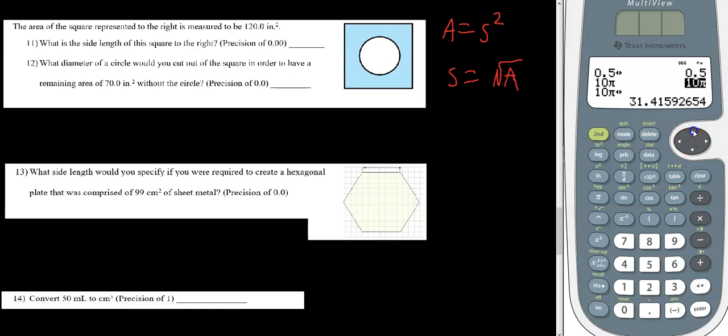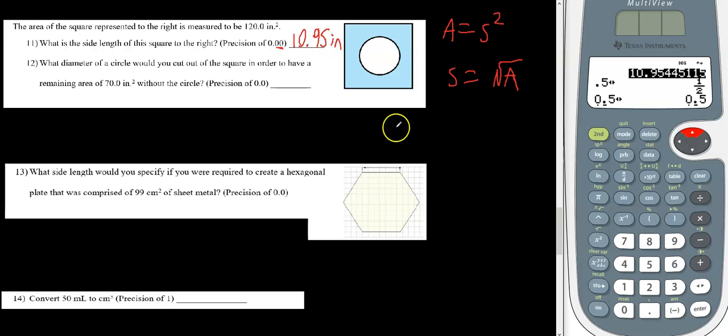But what was the answer there? The square root of 120, if we go back up, was 10.9544. And so we'll just write 10.95, because it says precision of 0.00, which means round to the second decimal place. That 4 rounds down to 10.95. And then, of course, don't forget your units or you will lose a point. And so this is 10.95 inches.